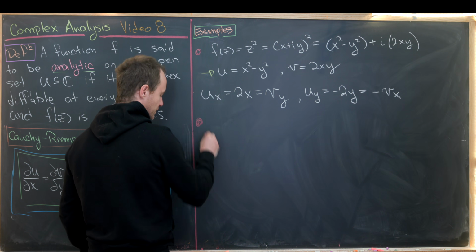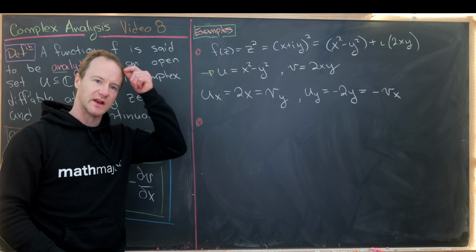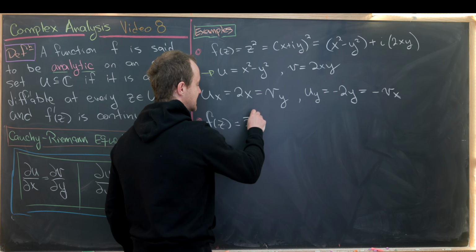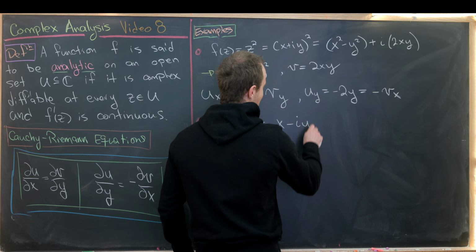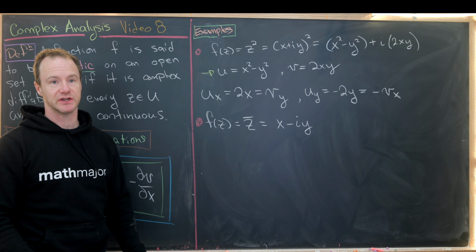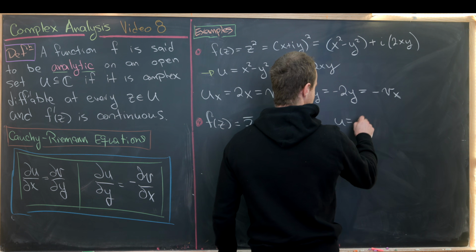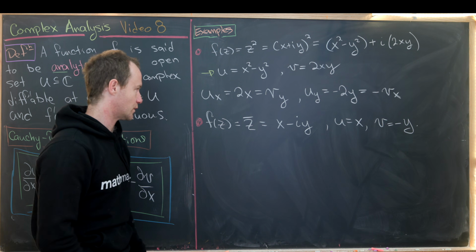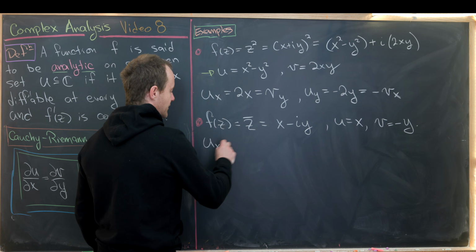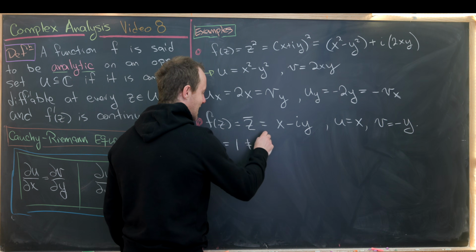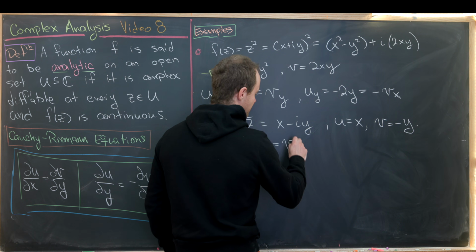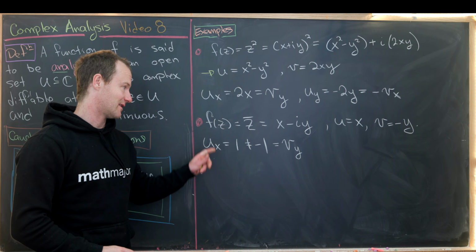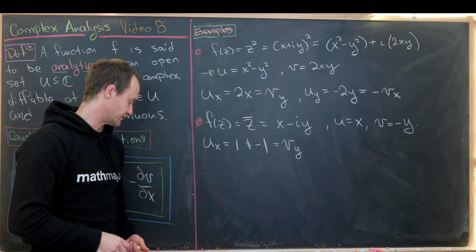So now let's look at another example. This example we showed was not analytic in a previous video, but again, we're going to check it. So let's take f of z to be equal to z bar. So that's going to be x minus iy, the complex conjugate. But that means that we have u is equal to the function x, and v is equal to the function minus y. But notice that the derivative of u with respect to x is 1. That's not equal to minus 1, which is equal to the derivative of v with respect to y. So that's why this thing is not analytic. It does not satisfy the Cauchy-Riemann equations.